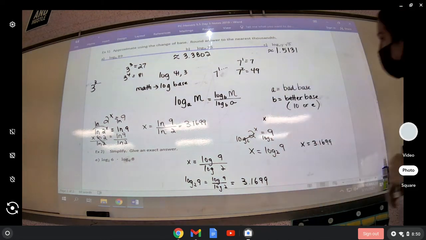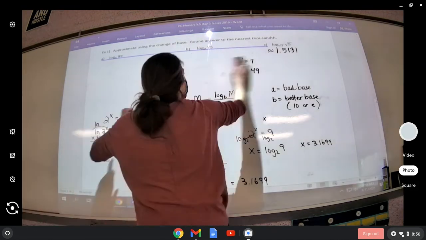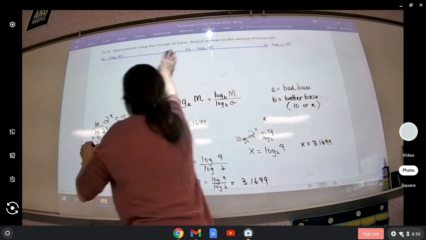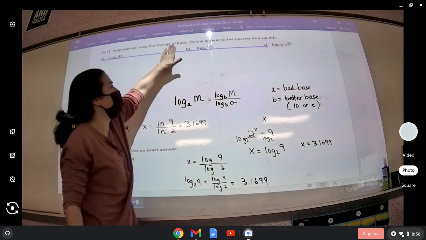All right, here we go. Now we can go to, all right, so the directions say, approximate using the change of base.